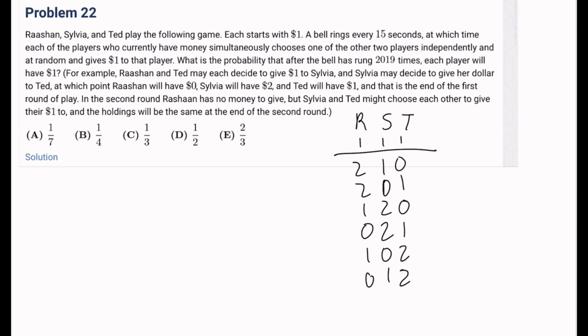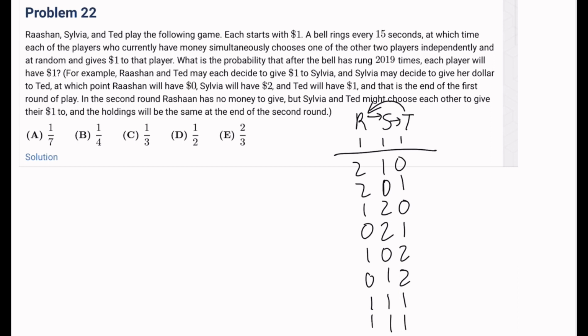And then next, Roshan and Sylvia and Ted can trade in this clockwise manner, right? So Roshan can give to Ted, Sylvia can give to Roshan, and Ted can give to Sylvia. So that will just keep everything at the same spot. So that's just 1, 1, 1. And lastly, if we go counterclockwise the other way, then that would also be the same, right?